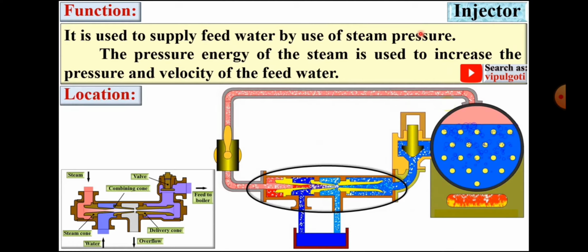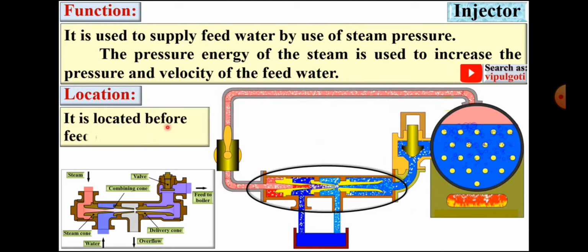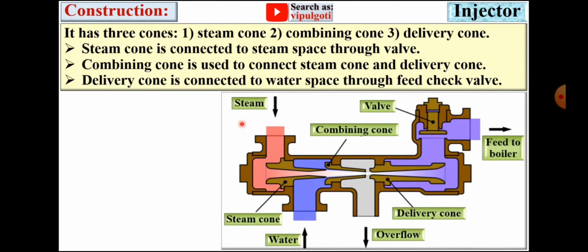Now the location of the injector. It is located before feed check valve. This one is a feed check valve and it is located before feed check valve. Now the construction. So it has three cons. Steam con, here you can see. Next combined con, and next delivery con. So basically there are three cons in the injector.